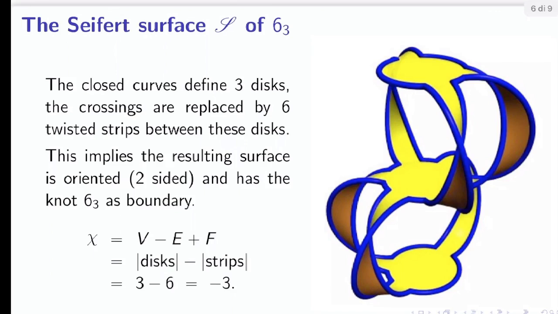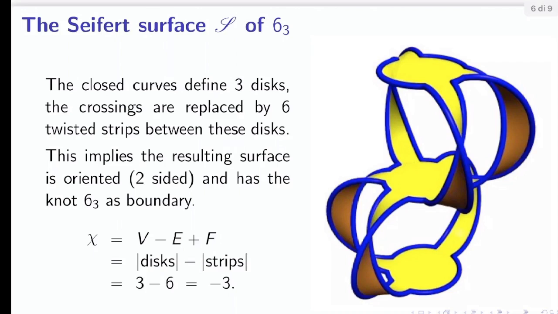And this V minus E minus F is independent of your subdivision, and it's called the Euler number or characteristic. And it's quite easy when you have a picture like that on the right. Whether the strips are twisted or not won't affect the Euler characteristic. But if you actually divide these strips into triangles or rectangles, you can easily see that the Euler characteristic is the number of disks minus the number of strips.